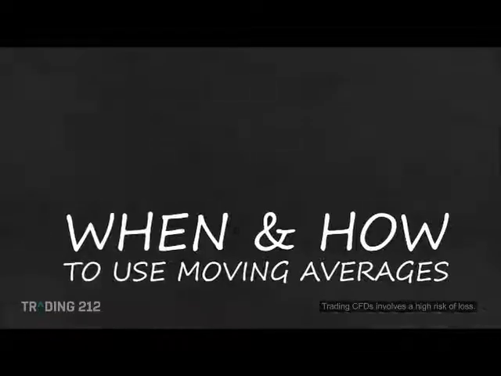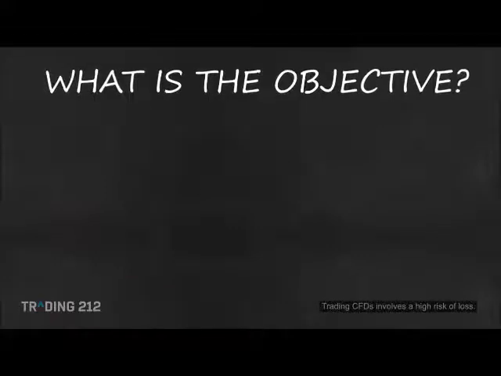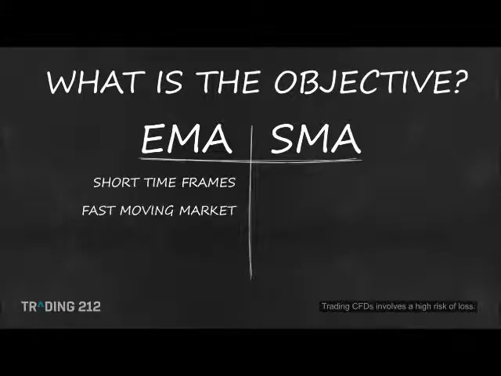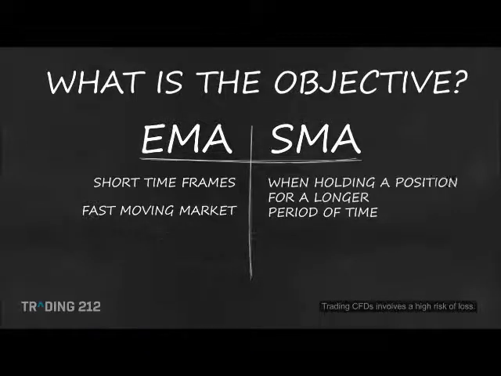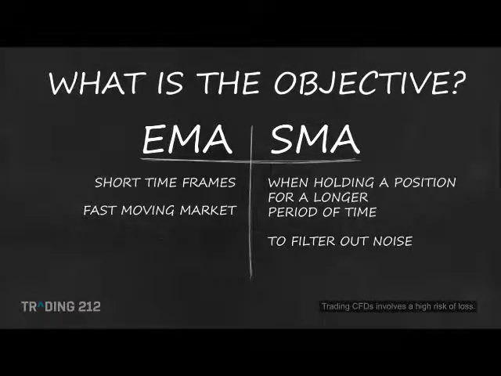When and how should you use moving averages? Deciding which moving average to use and the time period will depend largely on your objective. Use exponential moving averages for shorter time frames, or if you're analysing a fast-moving market, as you'd have more emphasis on the latest prices. Use simple moving averages if you are planning on holding a position for a longer period of time, as the exponential moving average might be too sensitive and give false signals. You should also use simple moving averages if you'd just like to filter out the noise from random price fluctuations to determine the overall market direction.